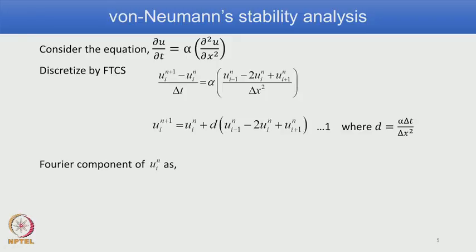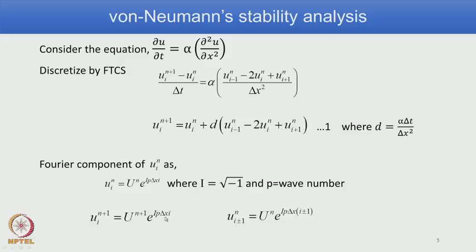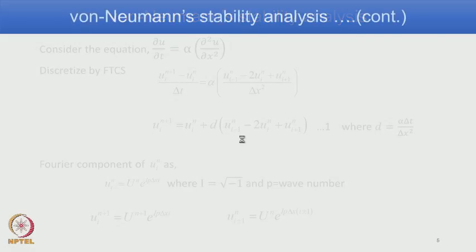Now, we try to express all this in terms of Fourier components. So, for example, u of i at n is written as capital U n times exponential i p delta x i, where i is an imaginary number, square root of minus 1, and p is a wave number. This gives a component, and you get an expression for each of these terms. u of i at n plus 1 is written here, and u of i plus or minus 1 at n is also given here. Now, we substitute these into this expression, and let us see how to do it.